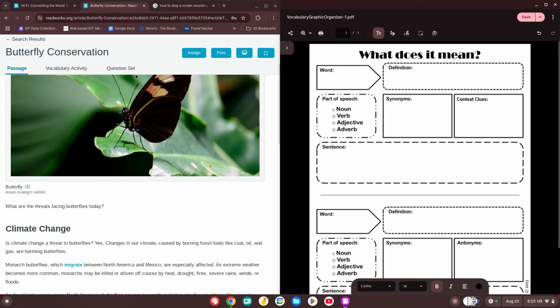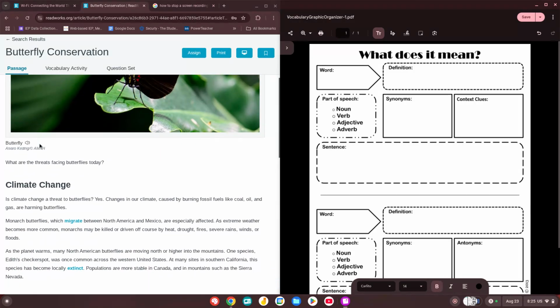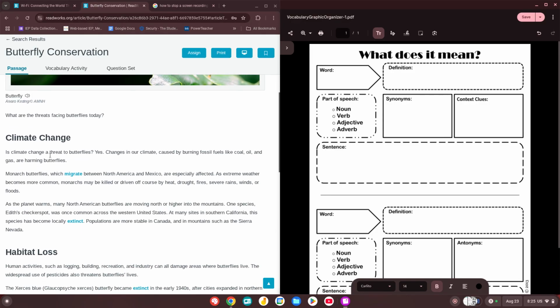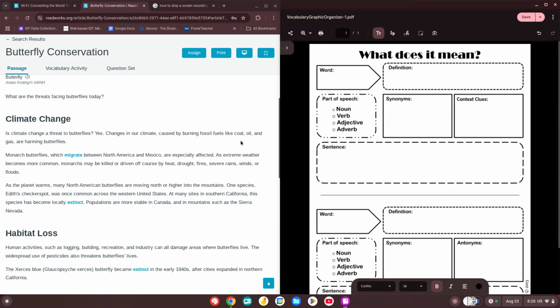I'm just going to keep going until I see a word I don't know. So, the article, butterfly conservation. What are the threats facing butterflies today? Climate change. Is climate change a threat to butterflies? Yes. Changes in our climate caused by burning fossil fuels like coal, oil, and gas are harming butterflies. Monarch butterflies, which migrate between North America and Mexico, are especially affected. Okay, I'm going to pause.